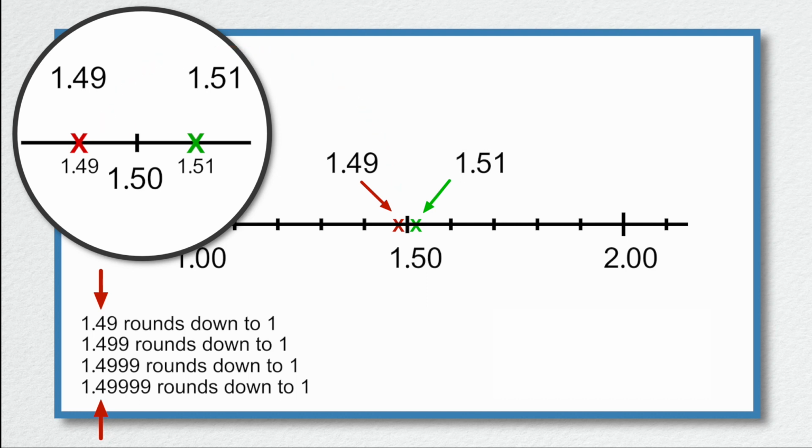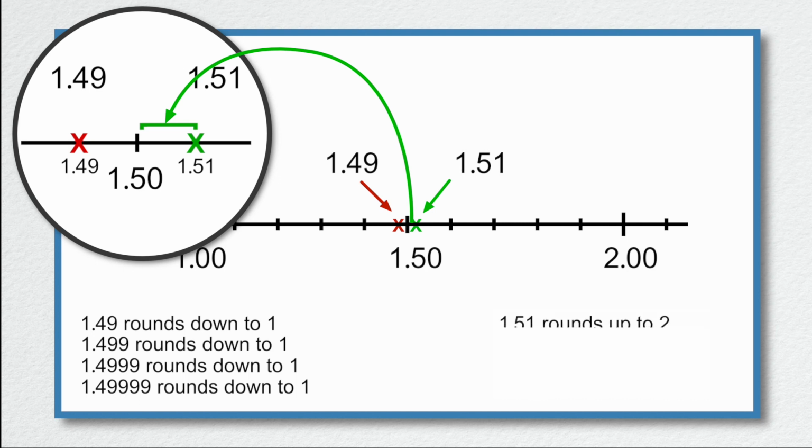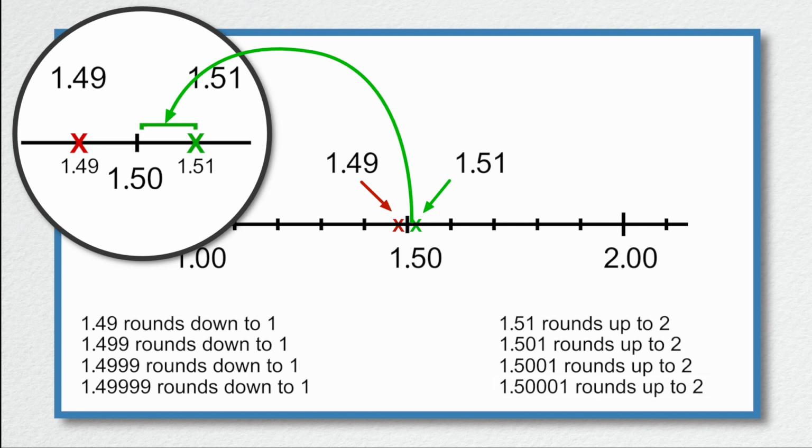Now let's do something similar with 1.51. I'm going to concern myself with this space here, and we're going to get closer and closer to 1.5. So we know that 1.51 rounds up to 2. But if I had 1.501, this would also round up to 2. And if we had 1.5001, this would round up to 2. And if we had 1.50001, this would also round up to 2.